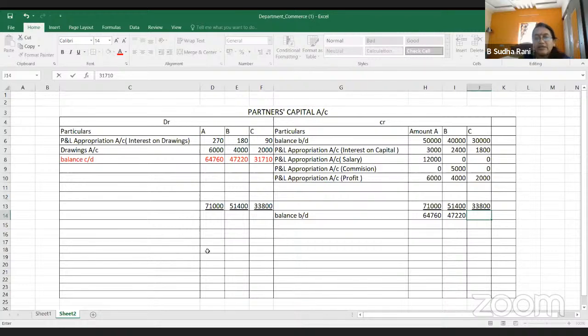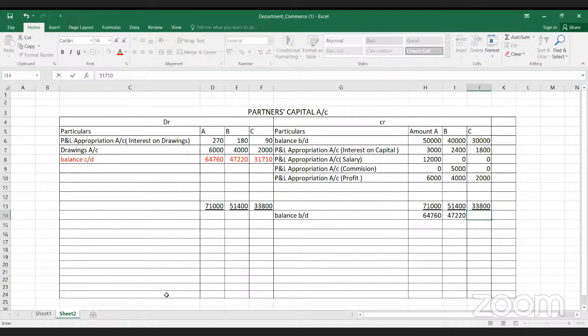Say A, B, C are partners, and their drawings are 6,000, 4,000, 2,000. A withdrew at the beginning of the month, B used to withdraw in the middle of the month, C withdrew at the end of the month. Like that, he gives. Are you following? And you are asked to calculate the interest on drawings. In such a case, you are supposed to take amount of drawings into rate of interest into time.